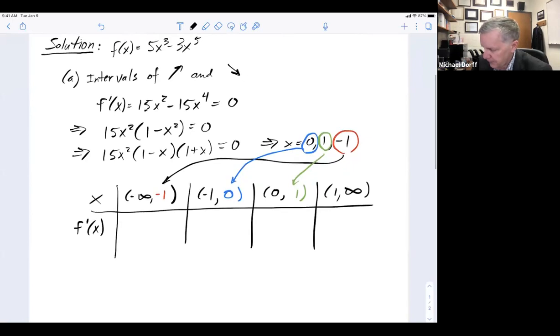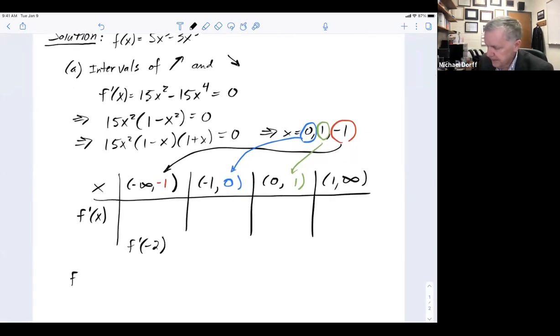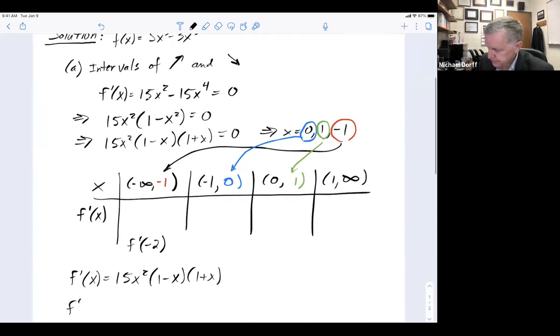All right, so here on the first interval, I'm going to just take negative 2. Now, to evaluate that, I'm going to use my factored form, 15x squared, 1 minus x, 1 plus x. And if I plug negative 2 in there for x, I see that this part is going to be positive, this part is positive, and this part is negative. And so a positive times a negative is negative. So this is negative because that's less than 0.